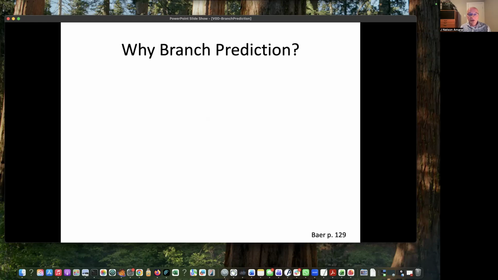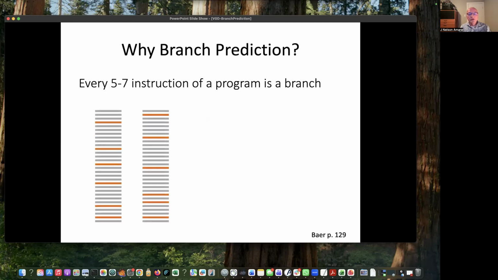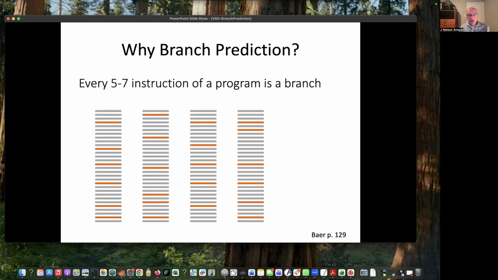a program in a processor, every 5 to 7 instructions is a branch. So in this illustration, the instructions in gray are not branches, and the instructions in orange are branches. It tries to give graphic information of how often we are executing branches when we are executing a program.